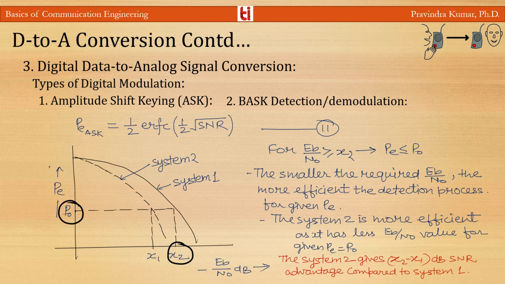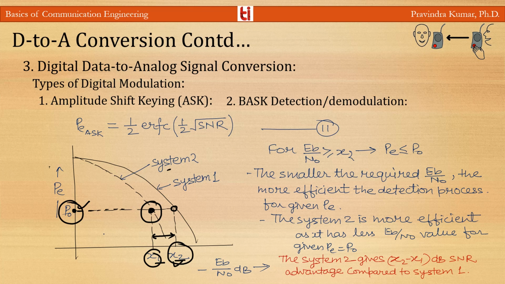If we fix the probability of error P naught and compare the SNR values, for the first system it is x2 and for the second system it is x1. So system 2 has a lower SNR value for the same probability of error. This makes system 2 more efficient for detection, and the SNR advantage compared to the first system is x2 minus x1 dB.